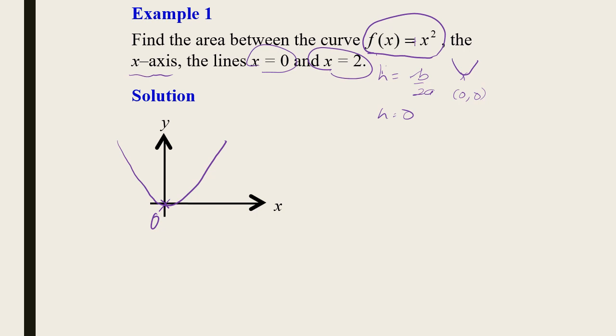But now we want to find the area between the function and the x-axis and the lines x equal to 0, which is the y-axis, and x equal to 2. So it will be on the right side of 0. x equal to 2 will be around here. We don't have to sketch this area. Just draw the line x equal to 2 here. It's a vertical line. The area should be bounded by f(x), the x-axis, and the lines x equal to 0 and x equal to 2. So the area will be around here.